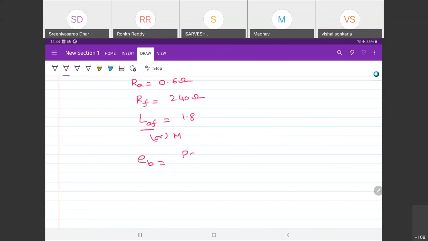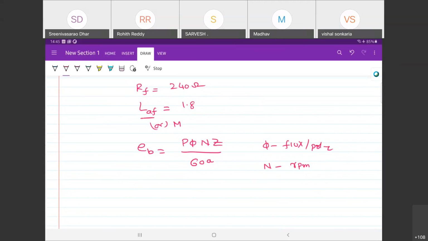This is P phi N Z by 60A, right? This is the basic formula. P is the number of poles in the winding, phi is the flux per pole, A is the number of parallel paths, N is the speed of the rotor in RPM, and Z is the number of conductors in the armature circuit.